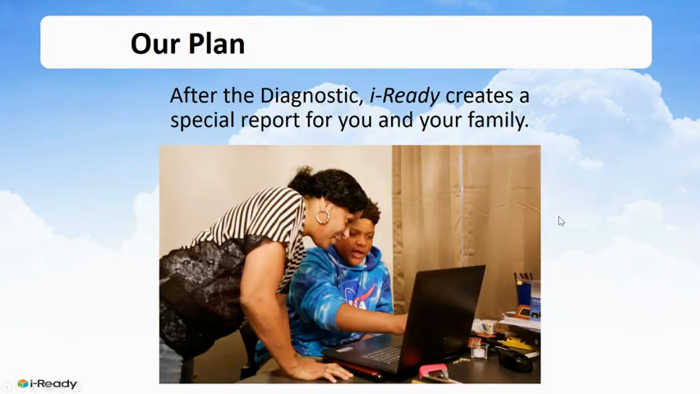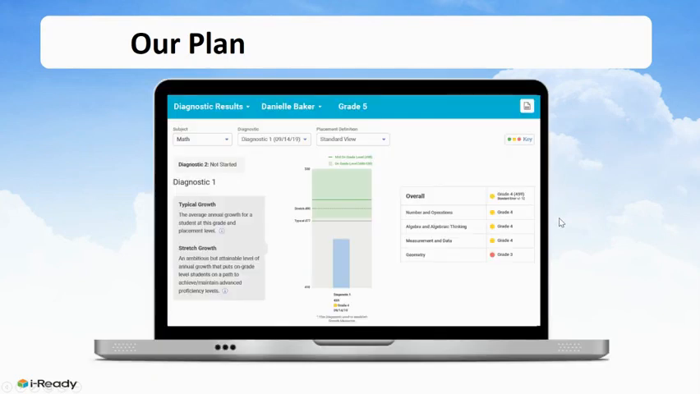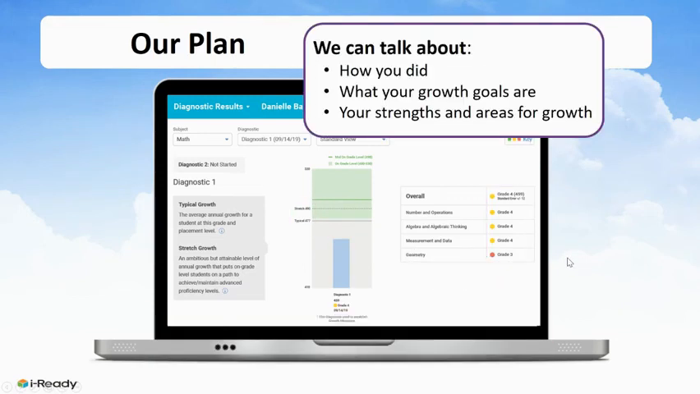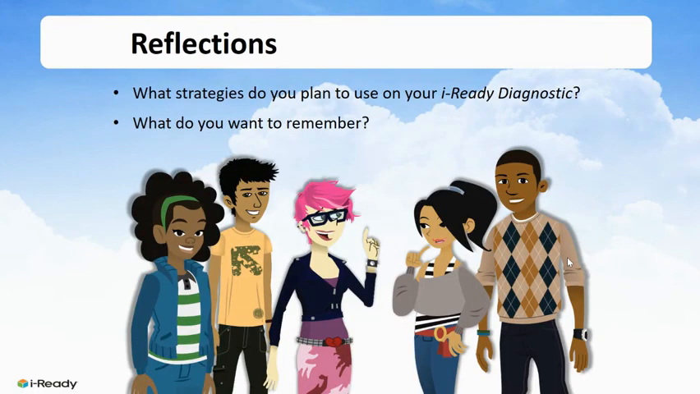At the end of the diagnostic, you will get a report. I will get a report, and we're going to talk about it together. It's going to show where a typical fourth grader is in different areas in math, and where you are, and what you're really strong in, and what your growth goals will be. We're going to talk about that together, and your families will also get a copy. So just remember, take your time, try every question, don't rush, do your best. You got this.